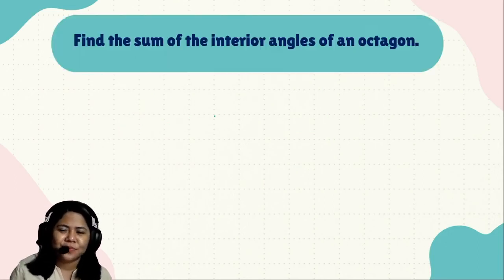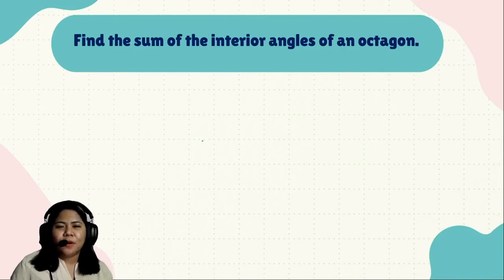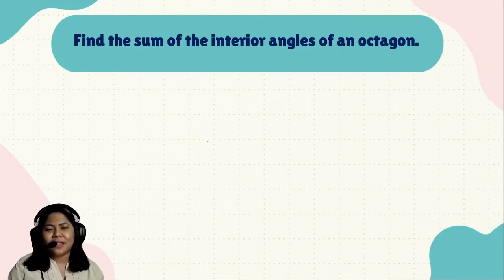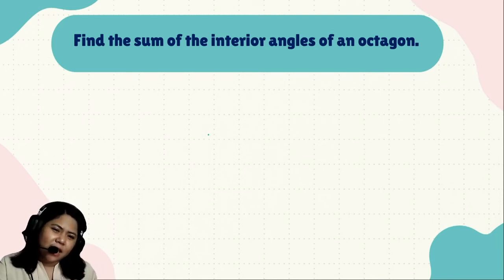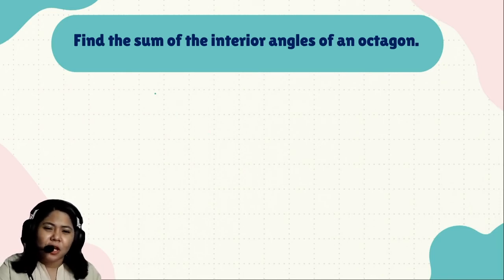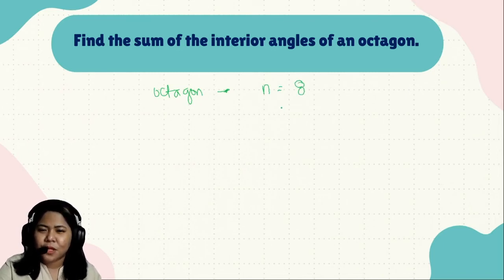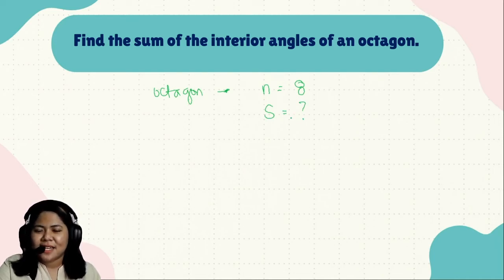First question. Find the sum of the interior angles of an octagon. Okay? So, determine the given. Ano bang given? Ang given, may polygon tayo at ang polygon natin ay octagon. Ilan ang sides ng isang octagon? Very good. 8. What are we looking for? We're looking for S or the sum of the interior angles. Sige nga, anong formula ang pwede natin gamitin? Pwede nyong i-type sa comment section.